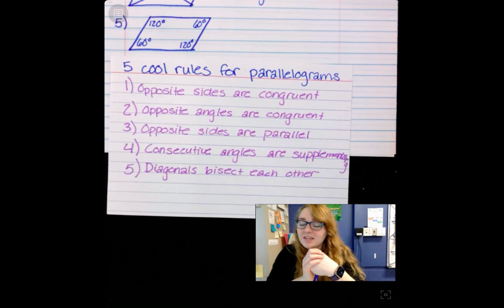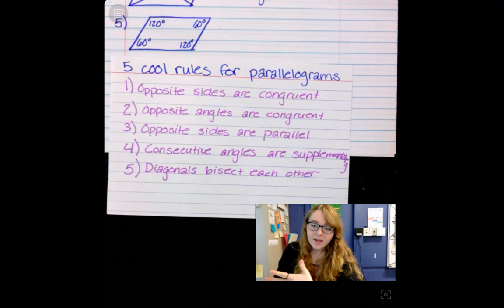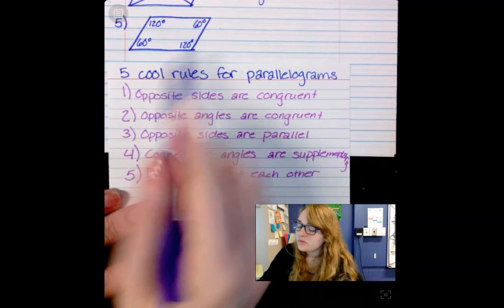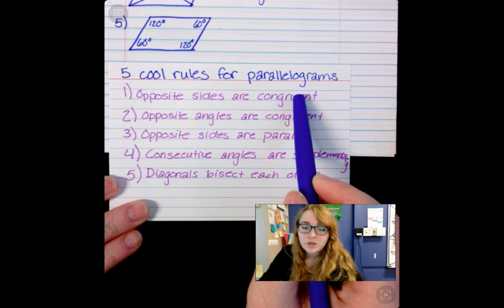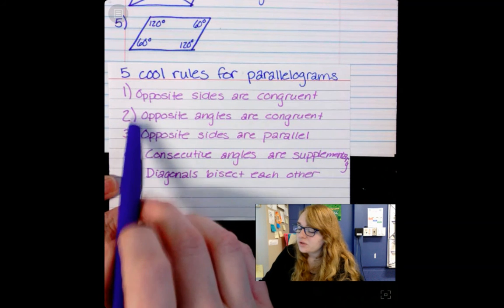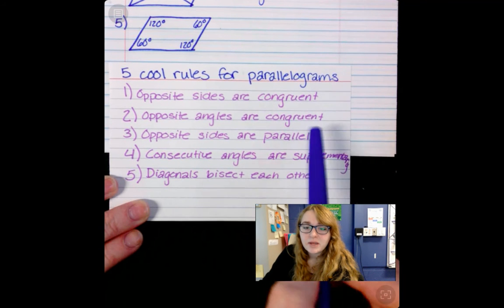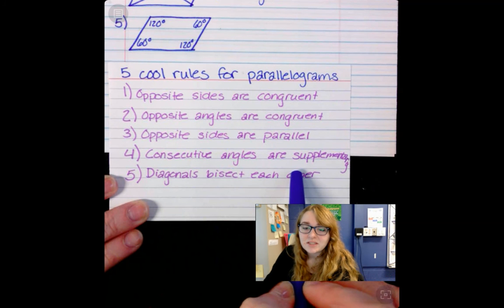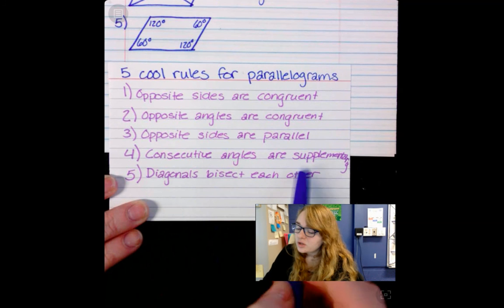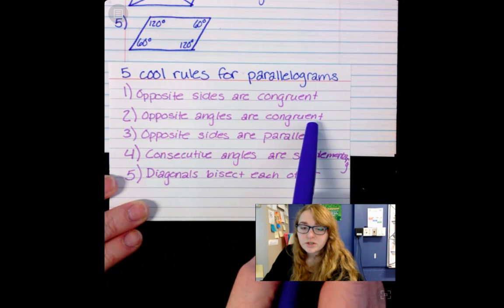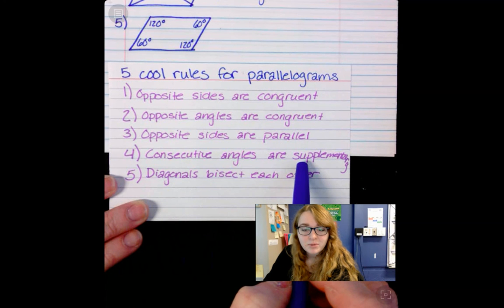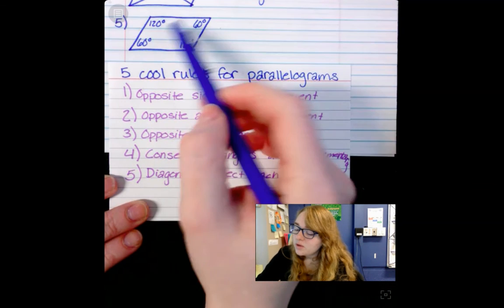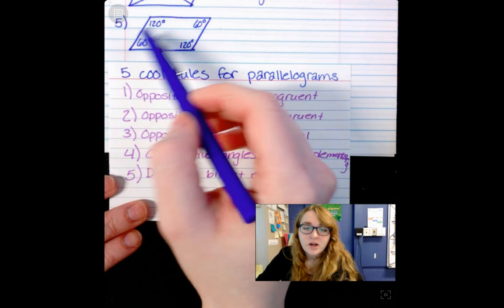For our 5th example here, we have our angle measures. So we can't use that the opposite sides are congruent because we don't know the side lengths. We can't use that the opposite sides are parallel because we don't know the slopes. And we can't say that diagonals bisect each other because we don't have the diagonals. So we could use that opposite angles are congruent and that consecutive angles are supplementary to prove that this shape is a parallelogram. So opposite angles are the angles that are not connected.